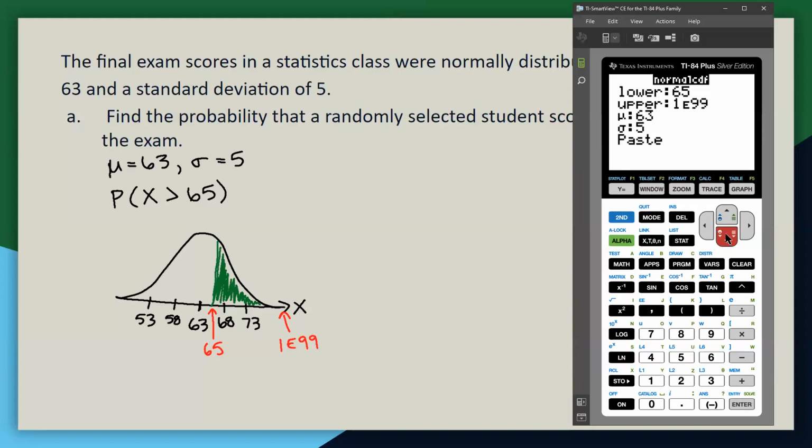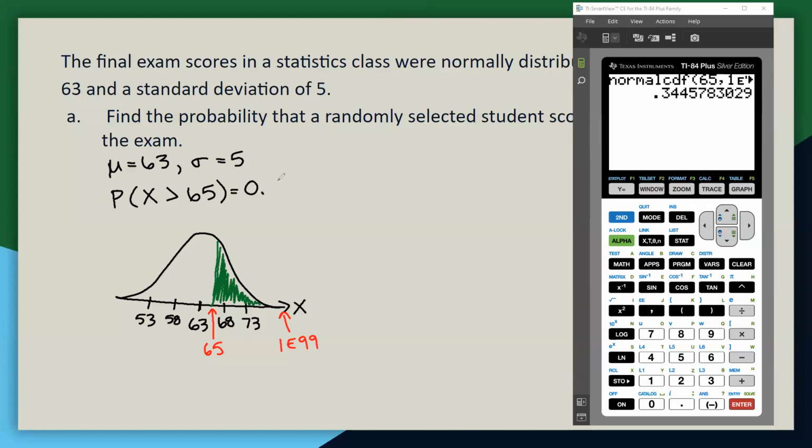And we're going to go down to Paste and Enter, and it just sticks that normalcdf command on our screen. And then we hit enter. And our calculator is saying that this probability is 0.3445, and then we've got 7. I'm going to round that to 0.3446.